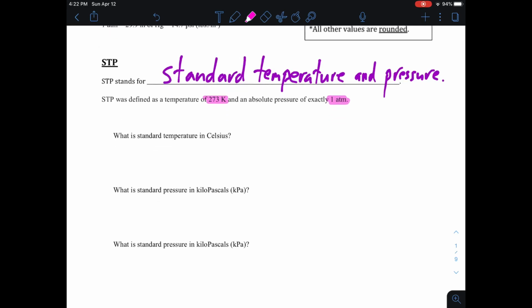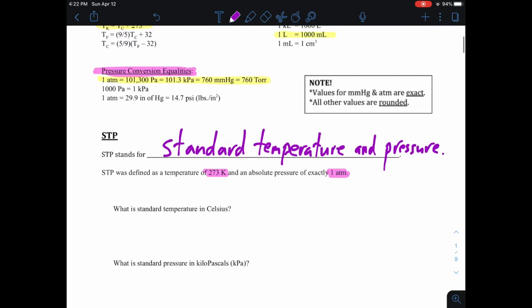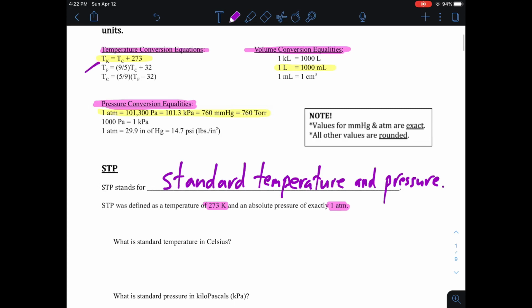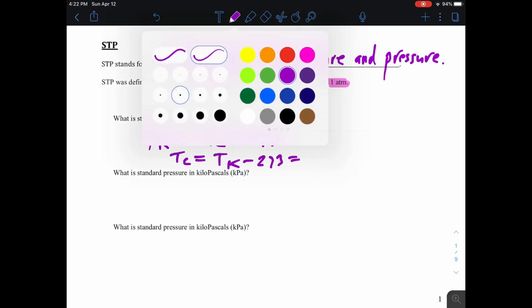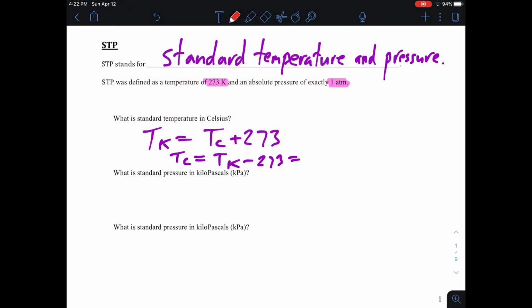So what would that temperature be in Celsius? Well, our equation is right here. We know that temperature Kelvin equals temperature Celsius plus 273. So solving for temperature Celsius, our temperature Celsius will equal whatever temperature Kelvin is minus 273. And that would equal, so we have temperature Kelvin is 273 Kelvin at STP. If we subtract off 273, that equals 0 degrees Celsius.